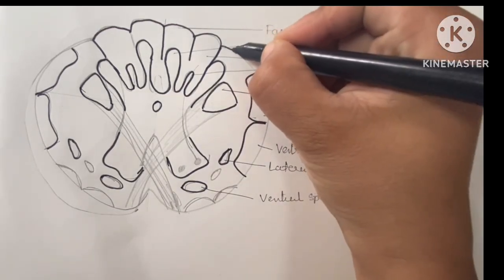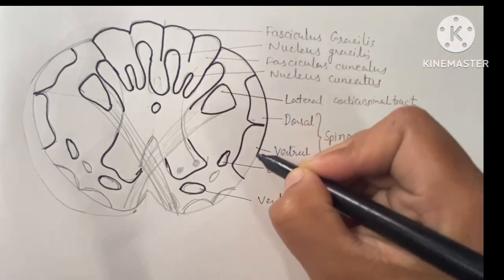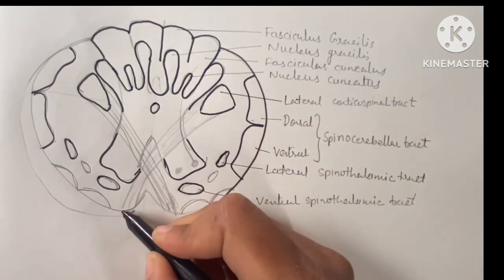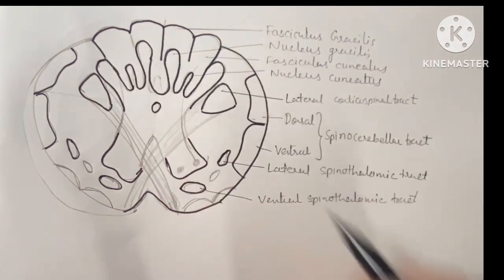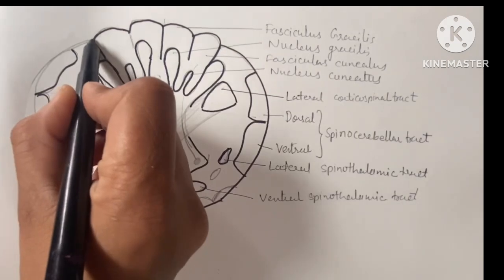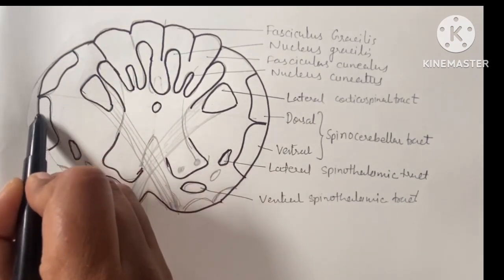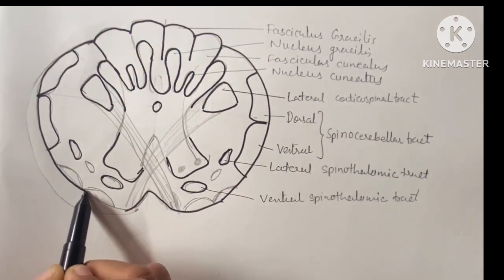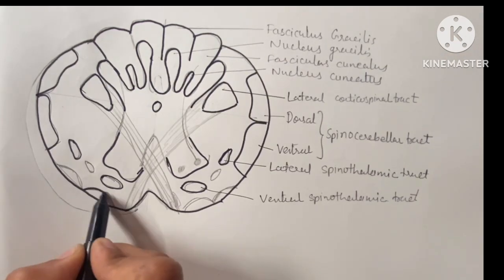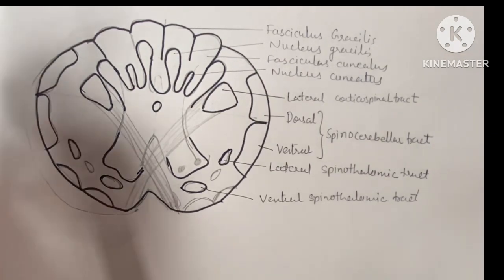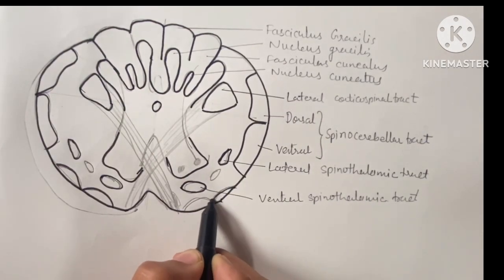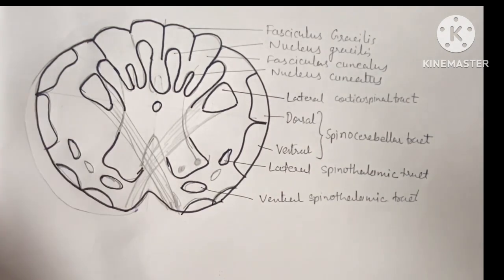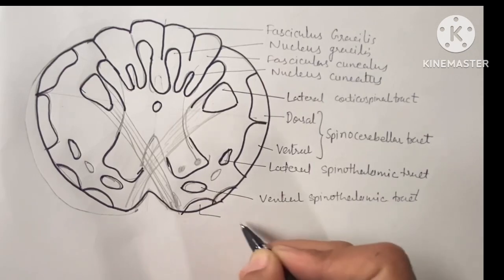We will discuss the ascending tracts, the sensory tracts from the spinal cord to the thalamus to the cerebral cortex, in detail in the next video at the sensory decussation in the medulla oblongata. So stay tuned for the next video for the transverse section of the medulla at the level of sensory decussation.